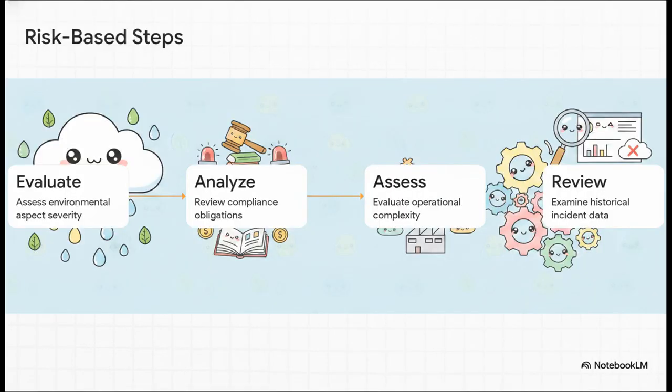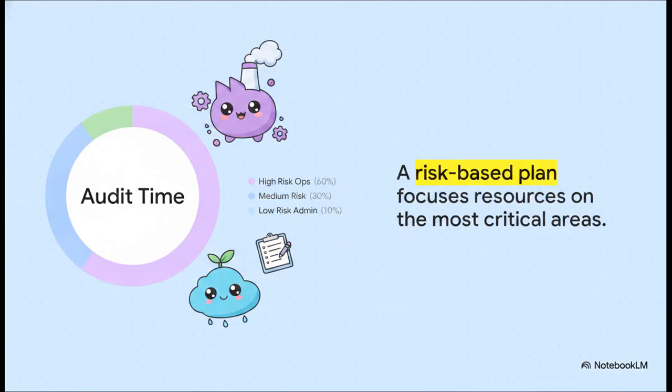To perfectly scale your audit duration and sample size, there's a really solid 4-step process. First, evaluate the severity of your environmental aspects. Second, analyze those compliance obligations because, let's face it, non-compliance can mean severe penalties. Third, assess operational complexity. And fourth, review your historical incident data to zero in on exactly where past weaknesses have surfaced. When you do this right, your audit plan deliberately skews your resources toward the critical areas.